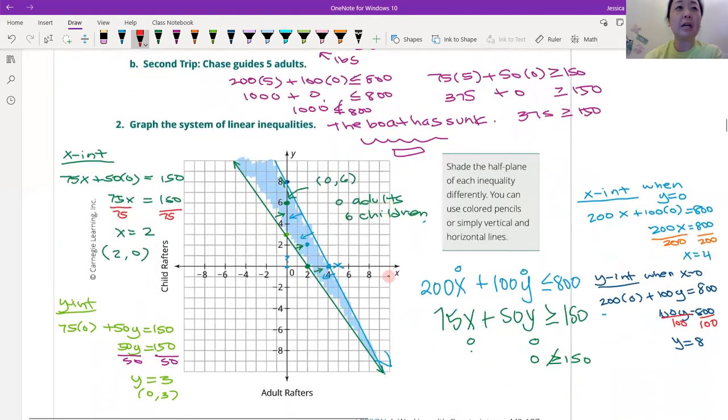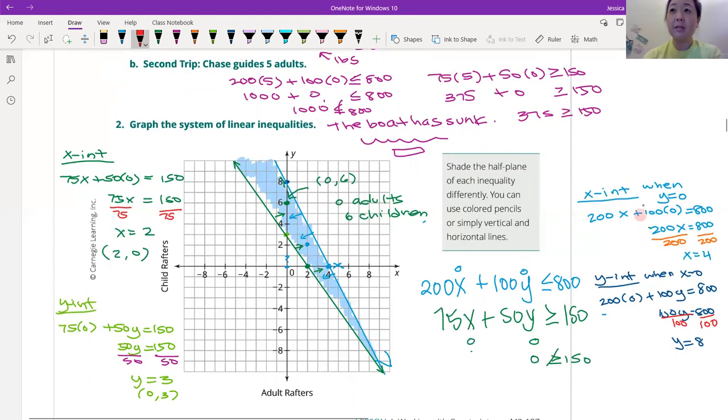So if you take a look here, we're going to graph these. The way we're going to graph this: the blue one is on the right, and the green inequality, the one below, is on the left-hand side. So we've just found the x and y intercepts.